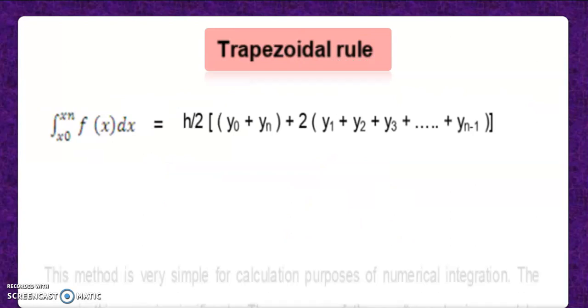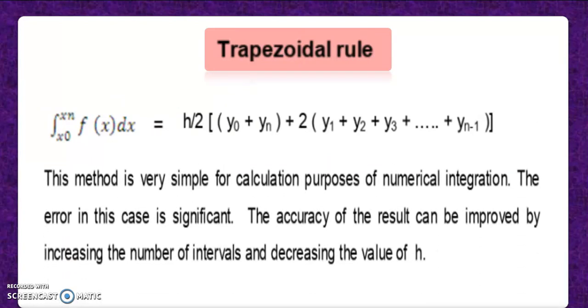So in the trapezoidal rule, the formula is integration from x0 to xn f of x dx is equal to h by 2 into y0 plus yn plus 2 into y1 plus y2 plus y3 plus so on plus yn minus 1. That is h by 2 into y0 plus yn, meaning the sum of the first ordinate and the last ordinate, plus 2 into the intermediate ordinates. That means all the y values that are in between y0 and yn. So here h is the step length.